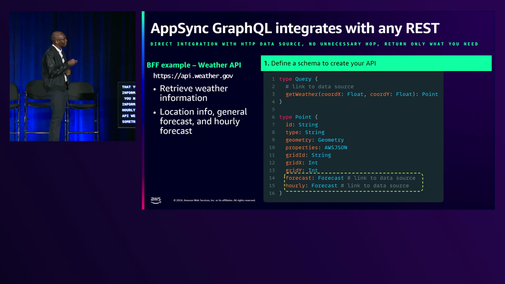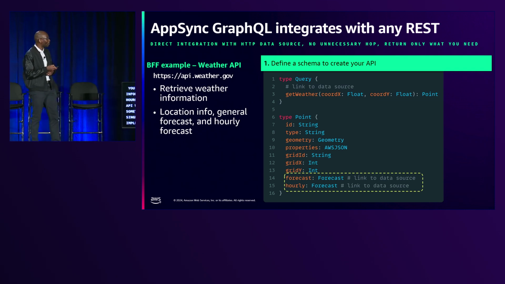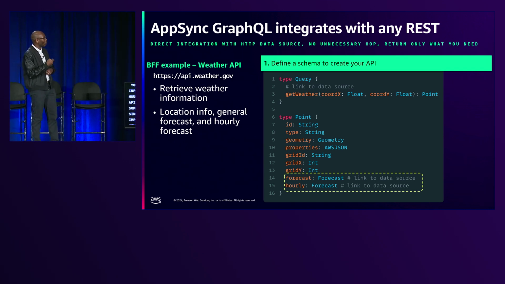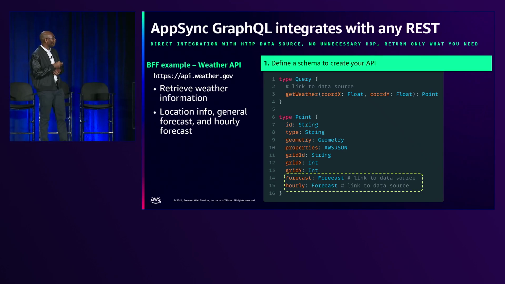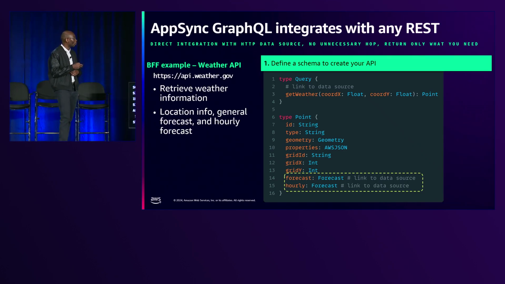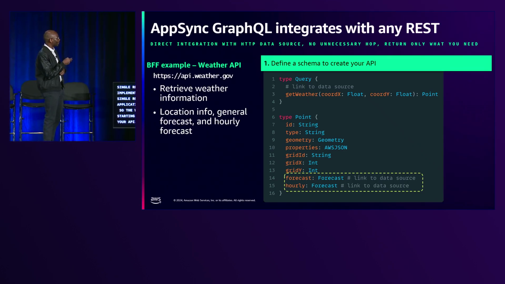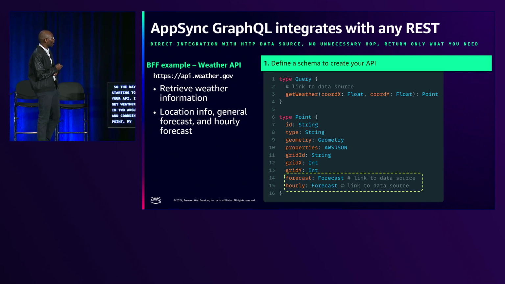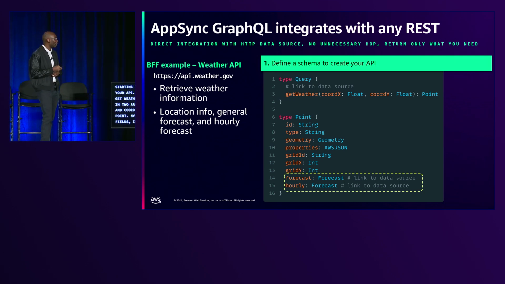The way you do this is by starting to create a schema for your API. I create a query with getWeather. My getWeather takes in two arguments, coordinate X and coordinate Y, and returns a point. My point has a bunch of fields, including a forecast and an hourly field. These are fields that need to be resolved. I need to link a data source to these fields.